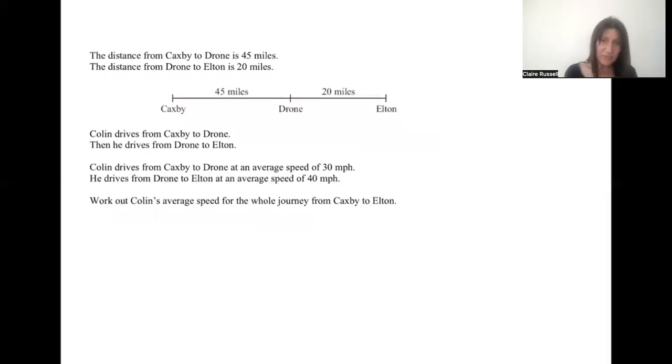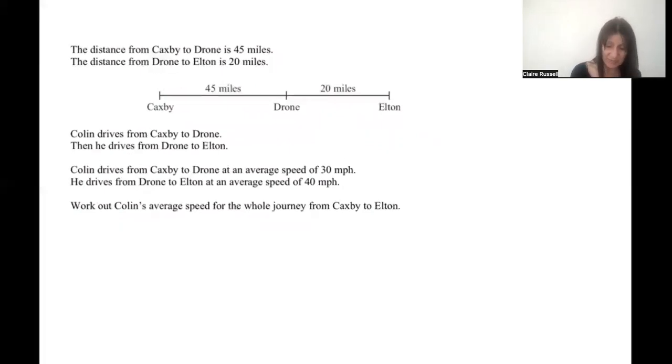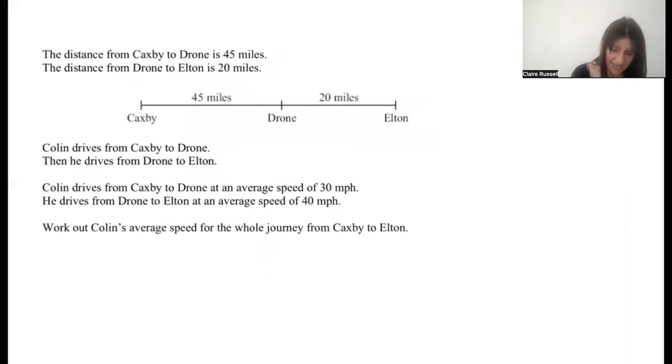Okay, this one has actually given us a bit of a picture to hinge information to. So the first 2 sentences are in the picture already. We're being told that he drives from Caxby to Drone and then Drone to Elton. And we've got the average speeds, but those speeds aren't on the diagram. So that's the first thing that I personally would do. So let's add that in.